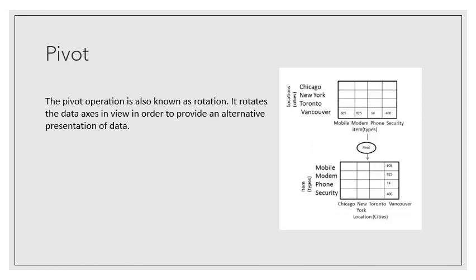Finally, we have the fifth, that is the pivot operation. The pivot operation is also known as rotation. It rotates the data axes in view in order to provide an alternative presentation of data. Consider the following diagram that shows the pivot operation. Here, we rotate the location and item axes to get an alternative view of the same data.